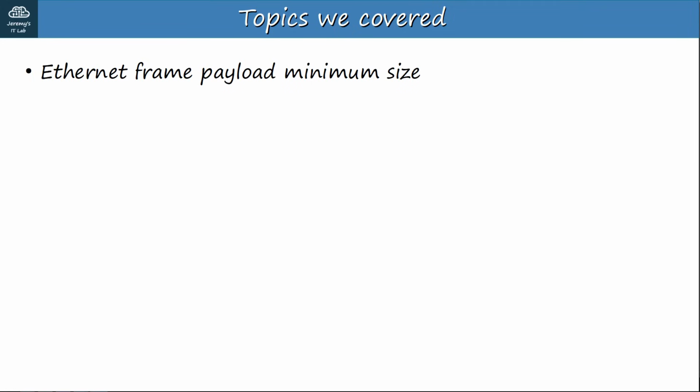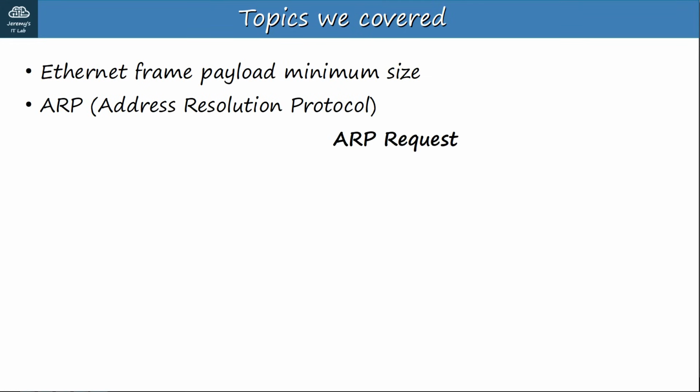Okay, so we covered a lot of important stuff in this video. We talked about some more details of the Ethernet frame, including the minimum size of the Ethernet payload, which is 46 bytes. We talked about ARP, the Address Resolution Protocol. It is used to learn the MAC address of a device for which you already know the IP address. It uses 2 messages: an ARP request, which is broadcast to all devices on the local network, and an ARP reply, which is sent to the device which sent the request.